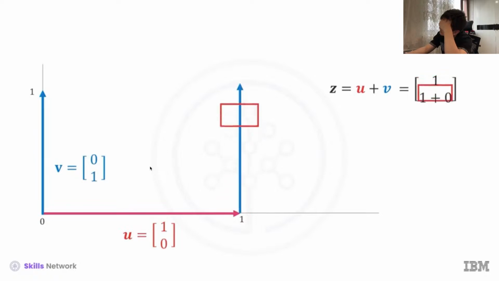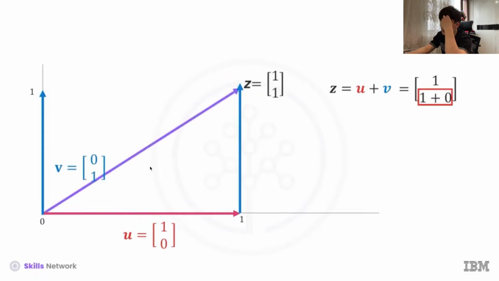It's helpful to use the tip-to-tail method when adding vectors, placing the tail of vector V on the tip of vector U. The new vector Z is constructed by connecting the base of the first vector U with the tail of the second V.